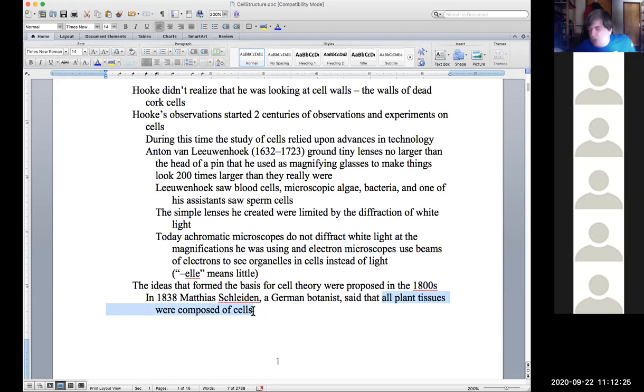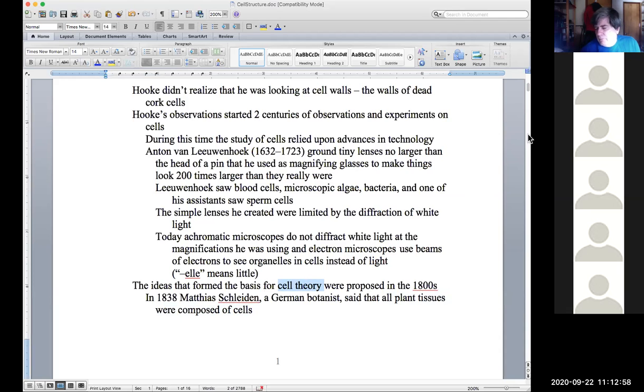Now, keep in mind, this wasn't really a revolutionary idea because people had been looking at plants or parts of plants for about 200 years at this point, and everything they had looked at had these little cells in it. The cells weren't always exactly the same. They didn't all look like Hooke's original cork cells, but you know, this was something that botanists could easily agree with. And this was the first part of what came to be called cell theory.